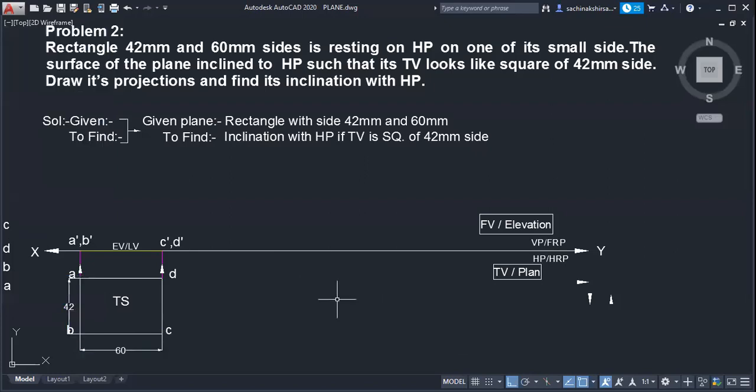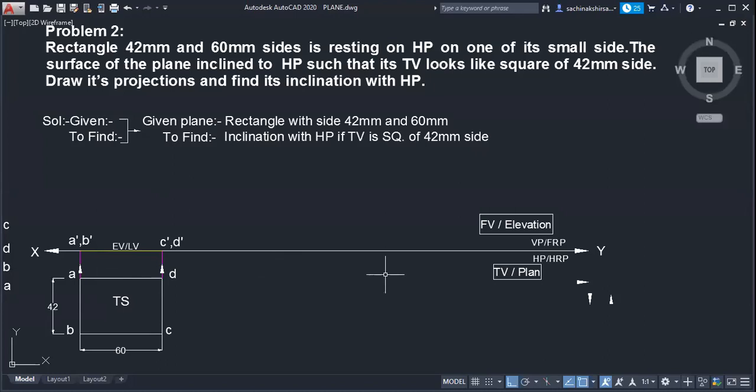Okay, 42 and 60. Now here we have to draw a square in top view. What is its side given? 42. Its side is given as 42.